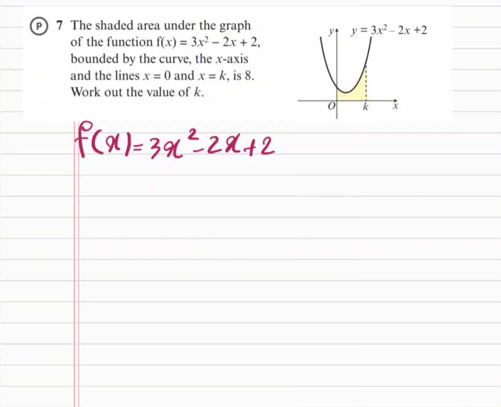Hi everyone, this video is on exercise 13 equation 7. So we have this curve and the equation is y is equal to 3x squared minus 2x plus 2.